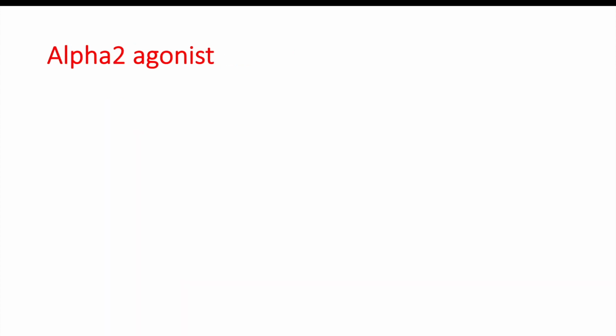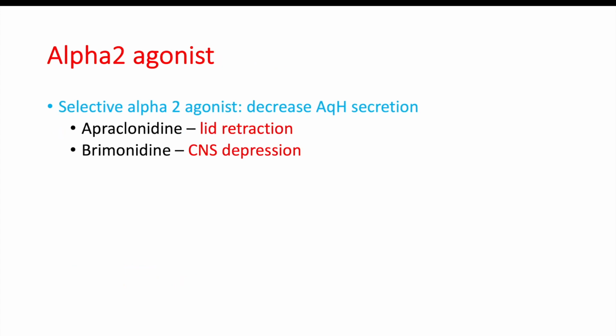So next, coming to alpha 2 agonists. Under alpha 2 agonists, you again have two groups. One is the selective alpha 2 agonist, which will decrease the aqueous humor secretion. You have apraclonidine and brimonidine. Apraclonidine and brimonidine are the selective alpha 2 agonists. But the drawback is that apraclonidine causes lid retraction as a side effect, whereas brimonidine causes brain depression, that is CNS depression. It cannot be used in children below 2 years because of the risk of sleep apnea.